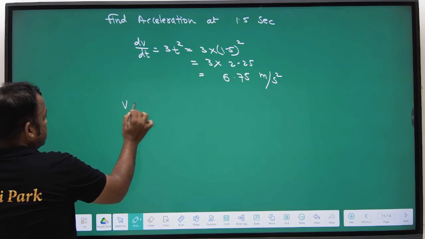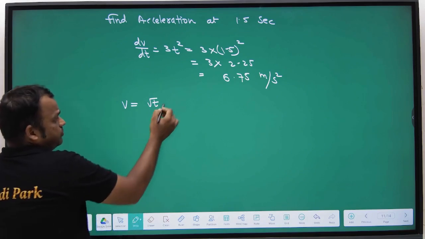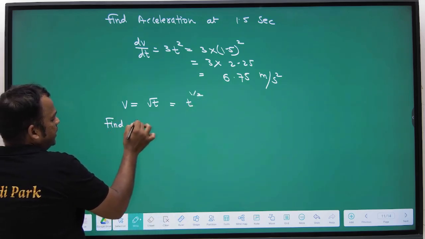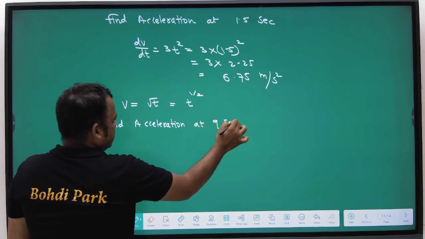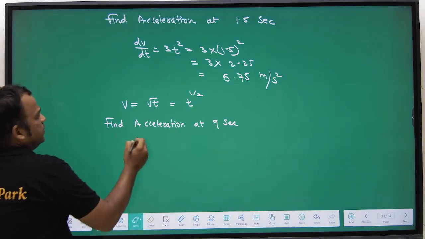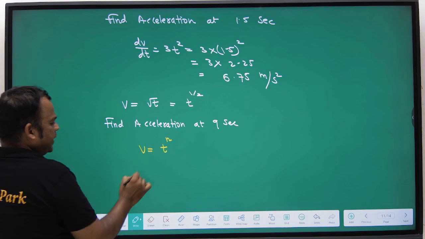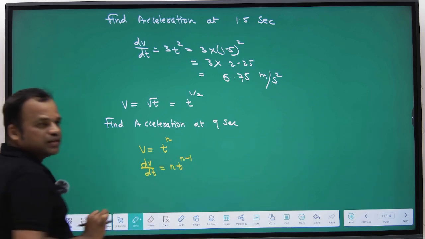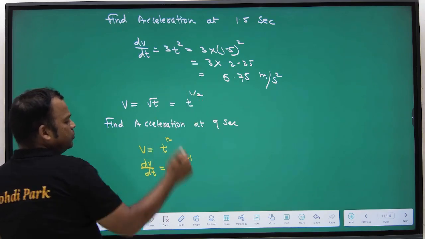Suppose I say v is equal to root t. No problem, it can be written as t raised to 1 by 2. And suppose the question is asking to find the acceleration at 9 seconds. So we will use the formula again. v is equal to t raised to n, so dv by dt will be n t raised to n minus 1. Now what is the value of n here? n is equal to 1 by 2.